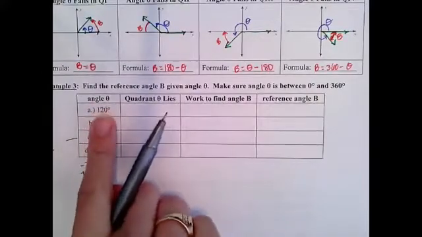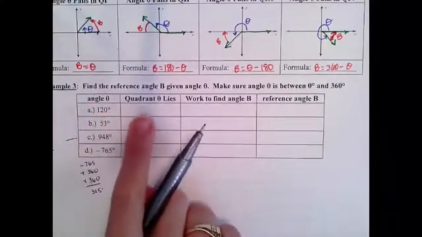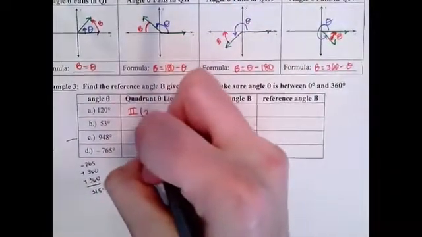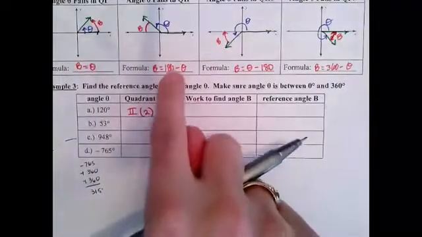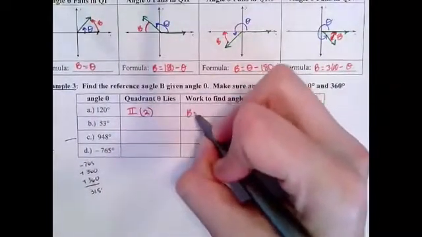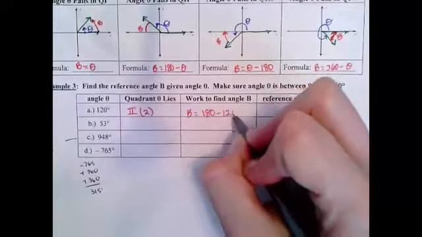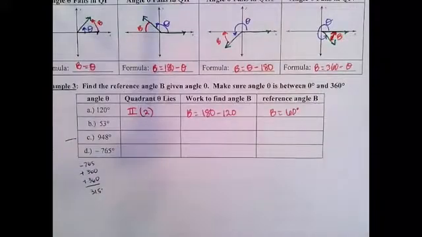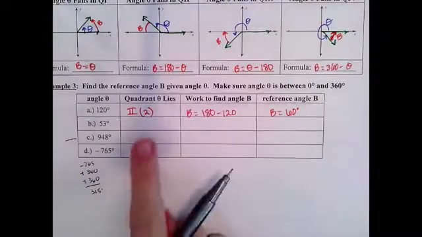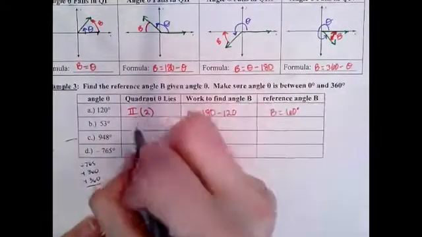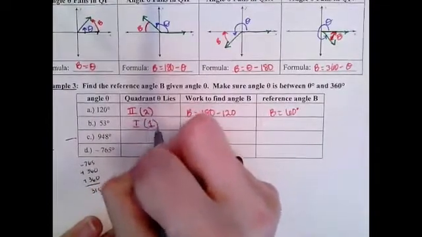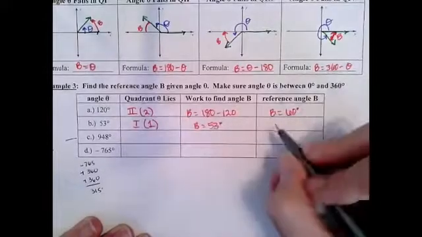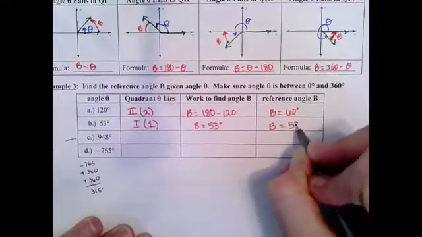So A is 120 degrees. Where does 120 degrees lie? It lies in quadrant 2. So we use this one. The work would be 180 minus 120, and that is 60 degrees. So you would use reference angle 60 degrees. B, 53 degrees. So that's going to end up in quadrant 1, and B just equals the angle. So B is 53 degrees.